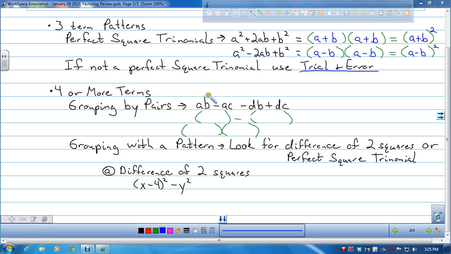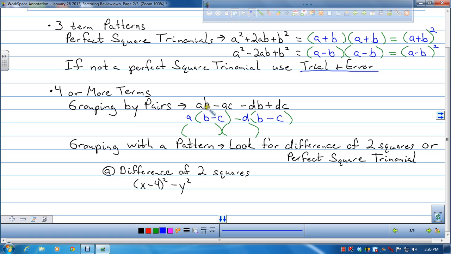What I would notice right here is these first 2 terms contain an a, which I would be able to factor out. So I'd factor out an a and I'd have b minus c. These 2 right here contain a d, and I would actually factor out a negative d. If I factored out a negative d, then that b would be positive, and then that c would then be negative, right? Because I'm dividing out a negative d.